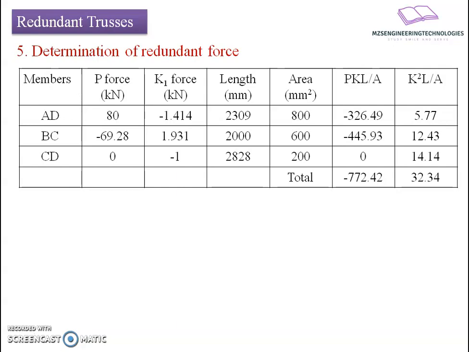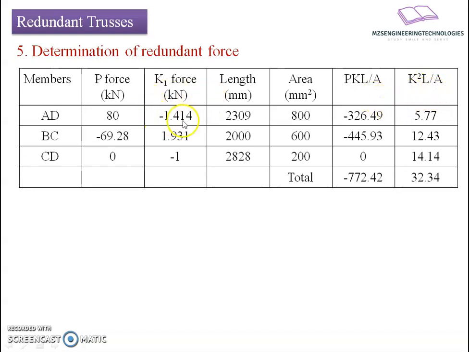Now it comes to minus 326.46, meaning the product of the columns 2, 3 and 4 divided by the 5th column. So it comes to be minus 326.49, minus 445.93, and since CD is 0, the product will be 0 here, and we require the cumulative value of this product. That's why I will take the total as the addition of the column PKL upon A, which results into minus 772.42. The third relation which we require is K square L divided by A.